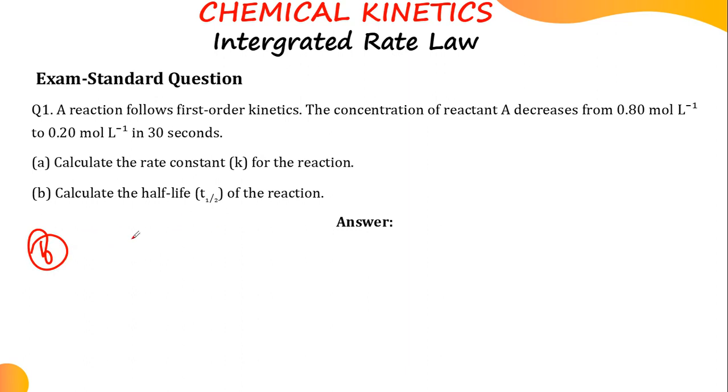Now let's quickly do this. B. Calculate the half-life. So what's the formula for half-life? t1/2 is equal to what? 0.693 over the rate constant K. Yes. So here now, what was our rate constant?